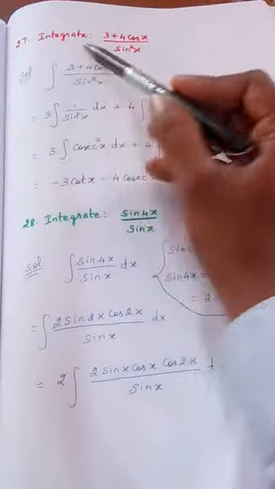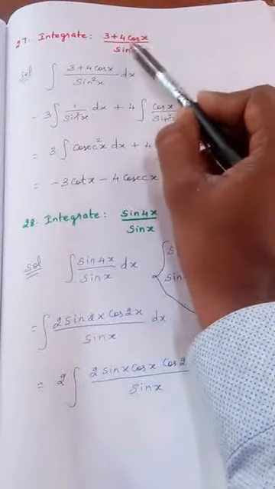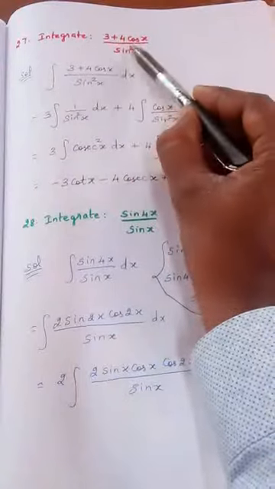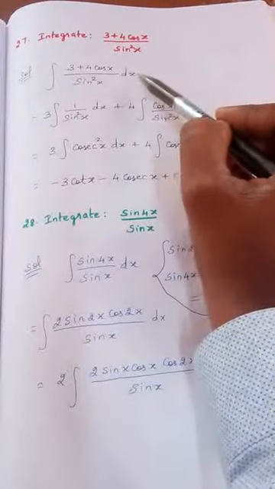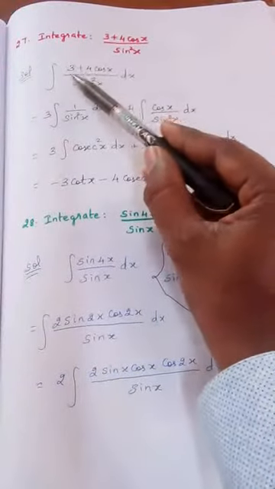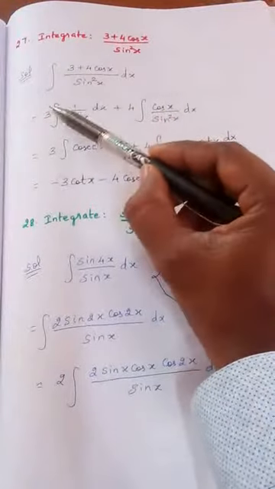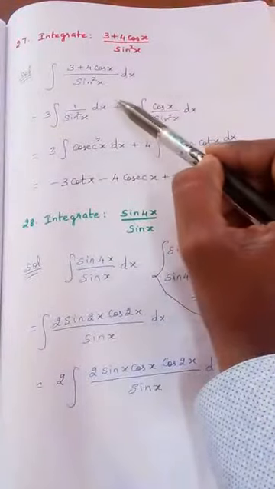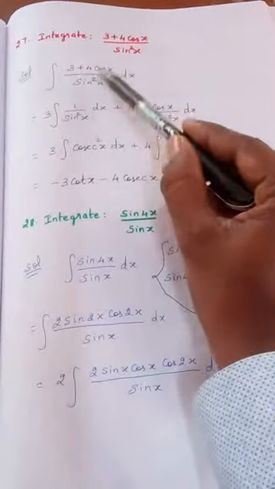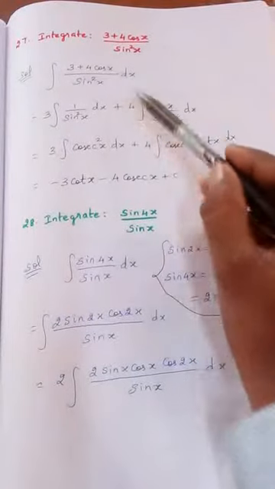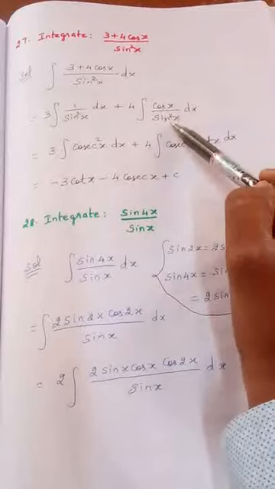27th sum. Integrate the function given. We will first put the integration symbol, write the function, and put dx. Now I am splitting this into 2: 3 by sin square x dx plus, this by this, that is 4 cos x by sin square x dx.